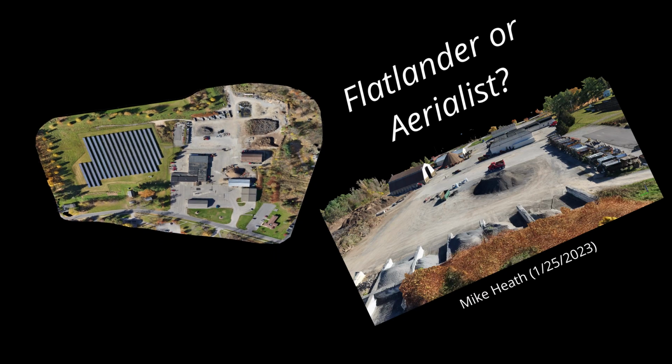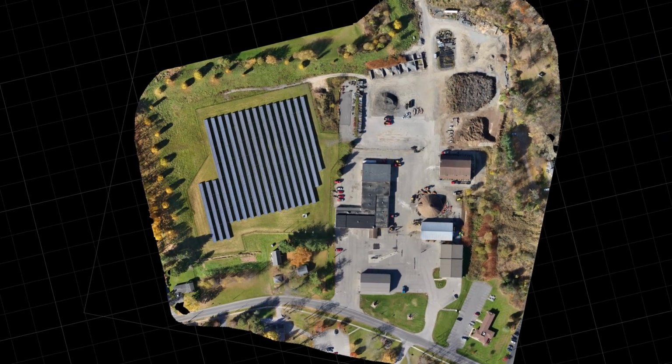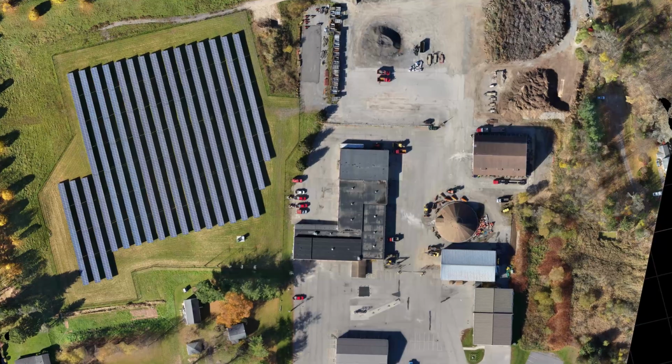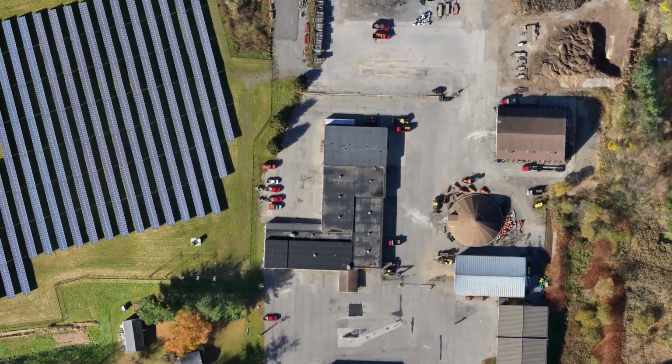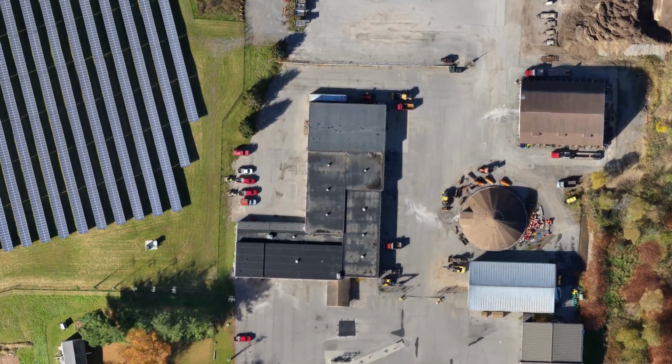So are you a flatlander or an aerialist? This is a visualization of a 207 megapixel image. It's an orthophoto created from 699 photos. It's sort of the typical view you might get from stitching together images.